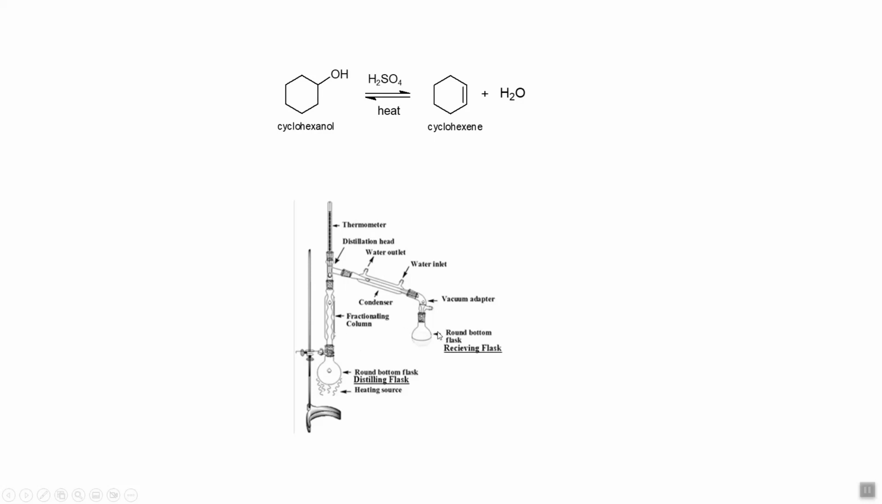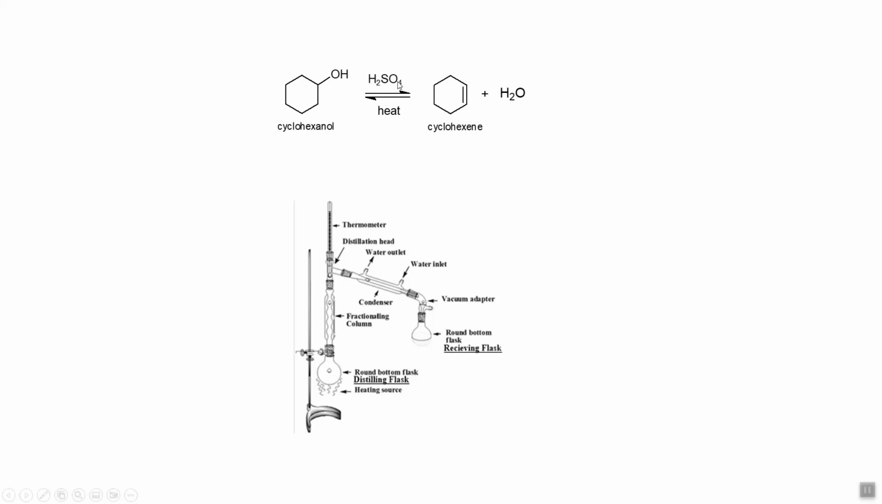Okay, so you're going to take this, the receiving flask, and pour it into a separatory funnel. You're going to use a little bit of water and then pour that into the separatory funnel. You're then going to use two 10 milliliter portions of 5% sodium bicarbonate. That is to remove any sulfuric acid.